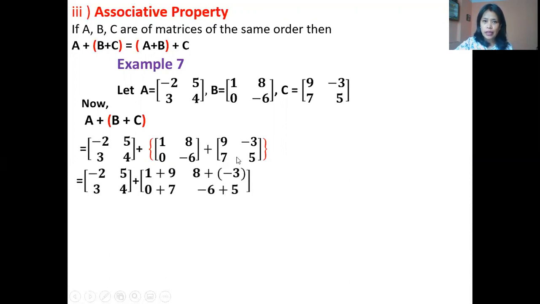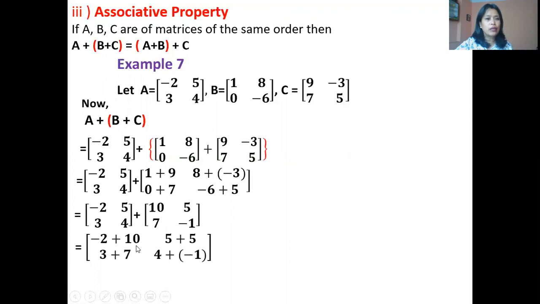Adding B plus C, we are adding their corresponding elements: 1 plus 9, 8 plus minus 3, 0 plus 7, and minus 6 plus 5. Then simplify, B plus C is here. Now it's time to add A with the result of B plus C. Then the final simplified result is here, which is again a matrix.